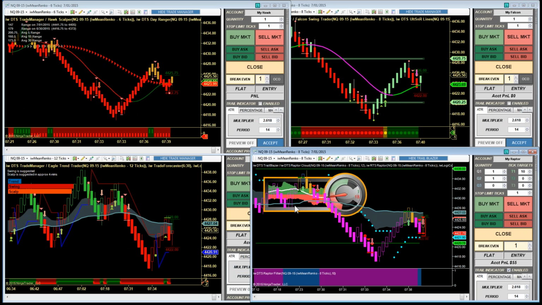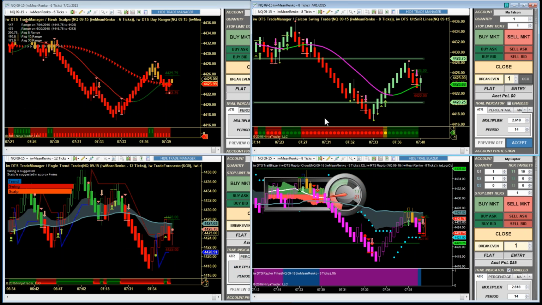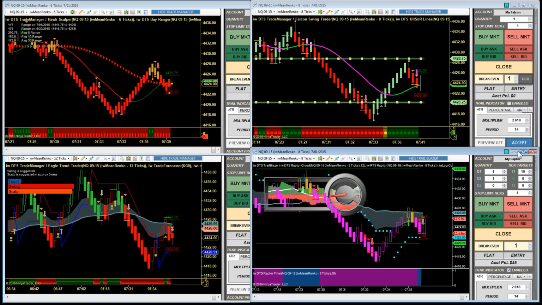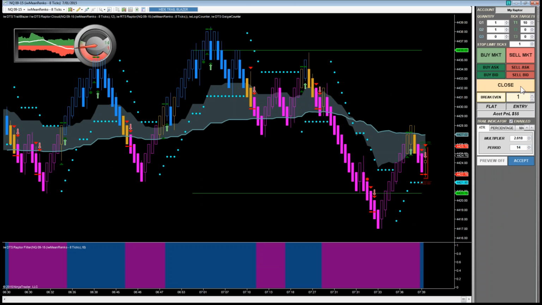But you can do all these other tools on whatever instrument you have. That means you can put the support and resistance lines on here. You can put the trade forecaster. You can put whatever you want on your Raptor.